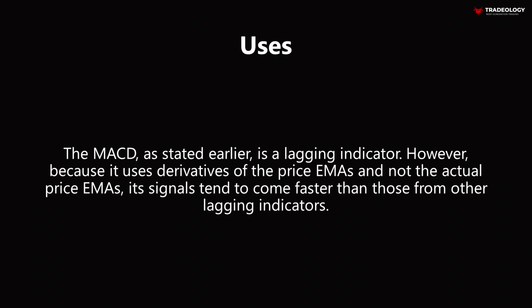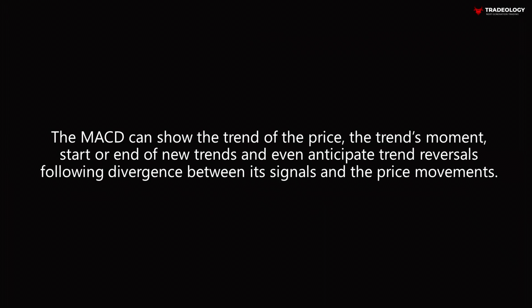Now, it has various uses. The MACD, as stated earlier, is a lagging indicator. However, because it uses derivatives of the price EMAs and not the actual price EMAs, its signals tend to come faster than those from other lagging indicators. The MACD can show the trend of the price, the trend's movement, the start or end of new trends, and even anticipate trend reversals following divergence between its signals and the price movements.